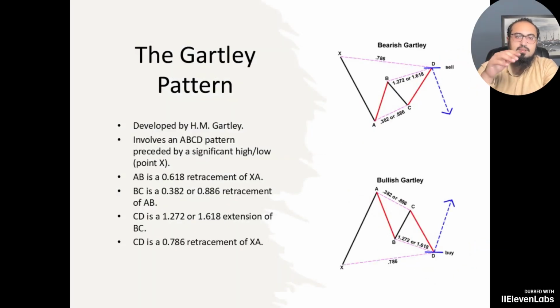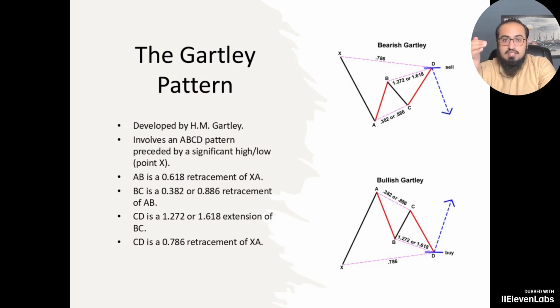Then you have the Gartley pattern. The Gartley pattern is a trend continuation pattern. This was developed by H.M. Gartley. This also uses ABCD for calculation and uses Fibonacci to read the significant highs and lows. So this can be used to identify the end of a correction.